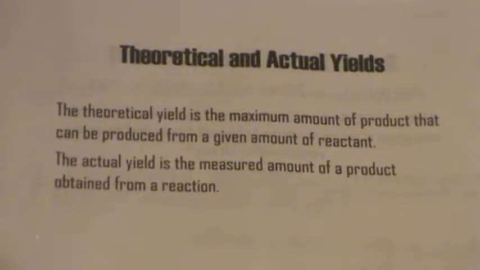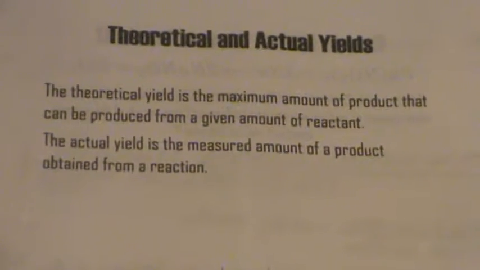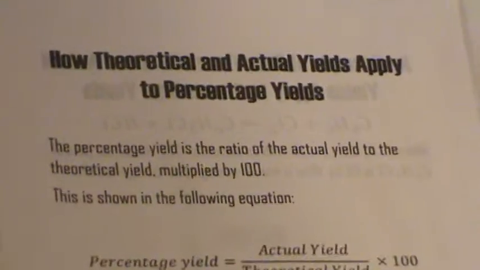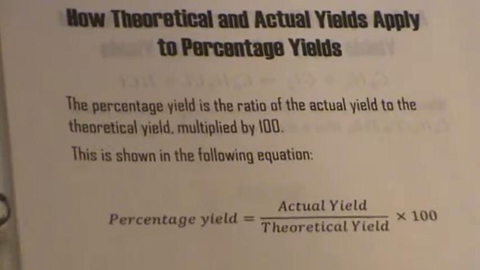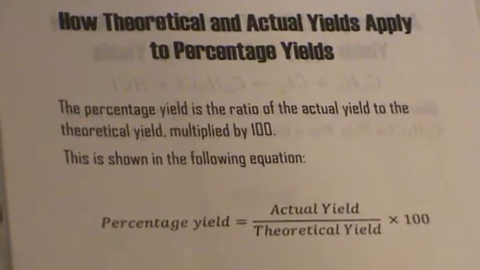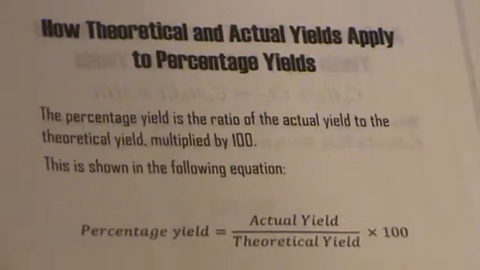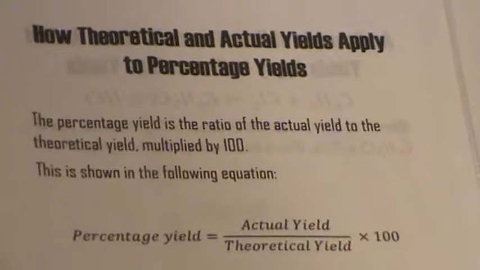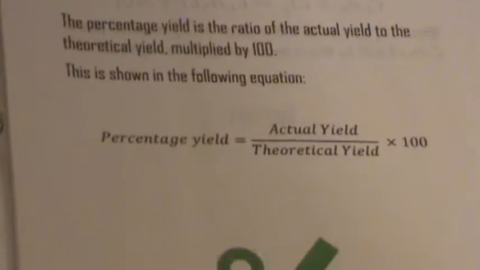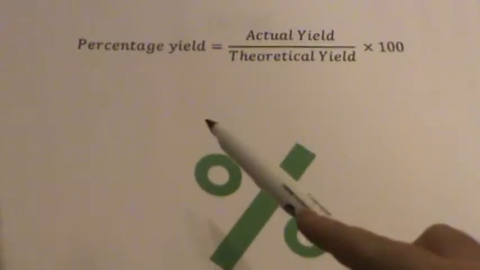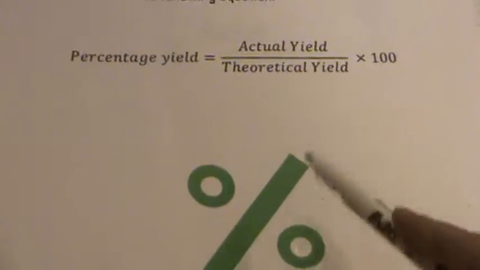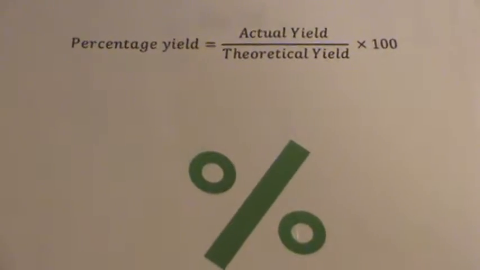The theoretical yield is the maximum amount of product produced from a given amount of reactant. The actual yield is the measured amount of product obtained from a reaction. How theoretical and actual yields apply to percentage yields. The percentage yield is the ratio of the actual yield to the theoretical yield multiplied by 100. This is shown by the following equation. So percentage yield is the actual yield over the theoretical yield times 100.